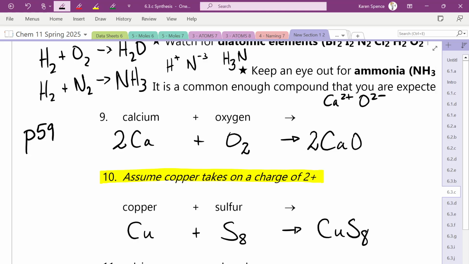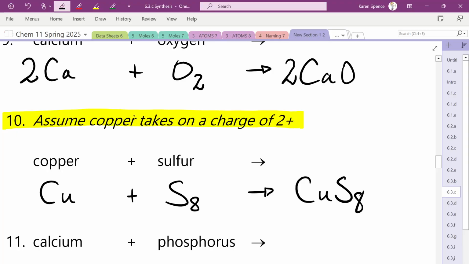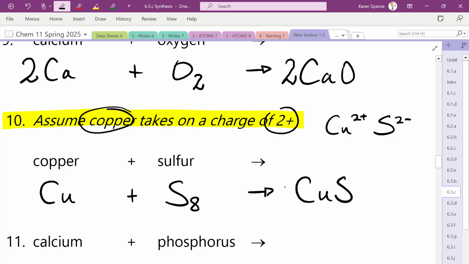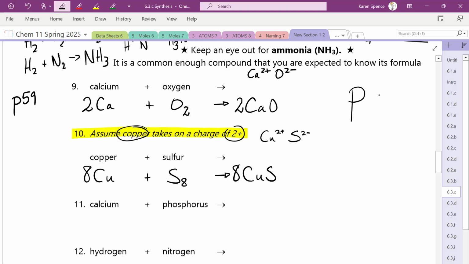Do we love that or do we hate it? CuS8. Okay, so let's assume that copper takes on a charge of 2+. Sulfide has a charge of 2-. So what is the formula of copper 2 sulfide? CuS. Okay, so then we have to balance it by putting an 8 here and an 8 here. All right, so you're going to spend a few minutes working on page 59.